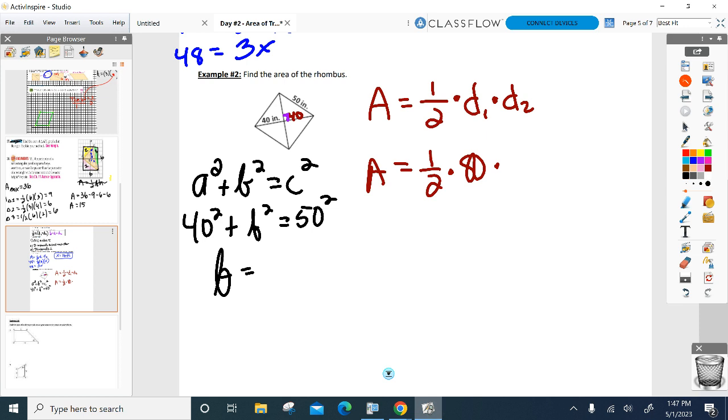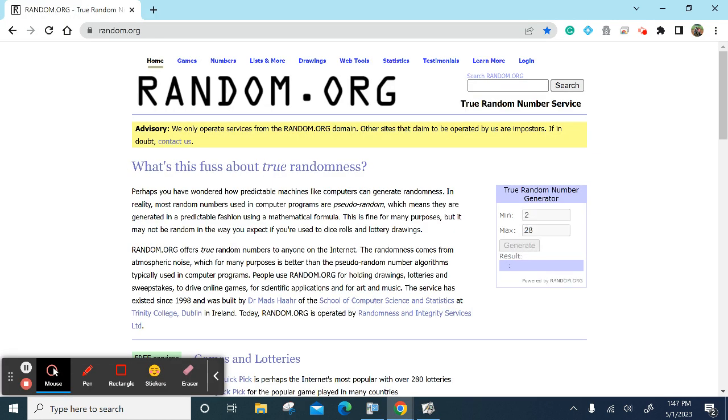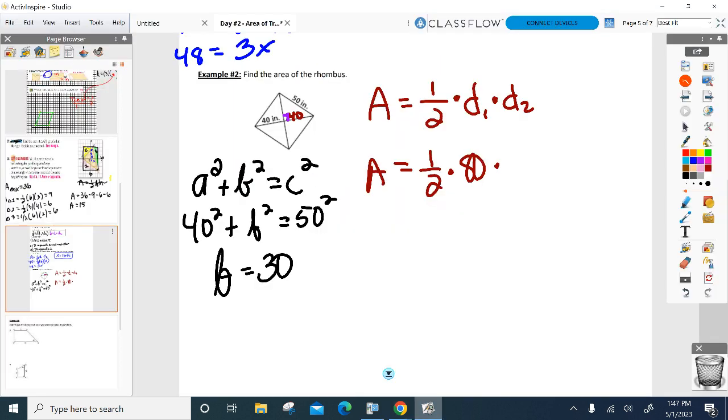30. Thank you. Hopefully you didn't plug that 30 in, though. What am I plugging into the formula? Certainly not plugging 30 in. 60. Double it. Be careful there. So we end up with, what do we got there? Yeah, 2,400 square inches. Good.